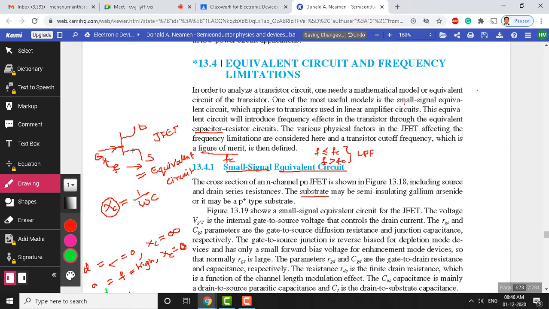So that's why the researchers, those who have understood this device very well, they have come out with an equivalent circuit, and we call that equivalent circuit as a mathematical model. And every device will have its own model, and there are a variety of models that exist, but the popular one we are going to explain in this class.